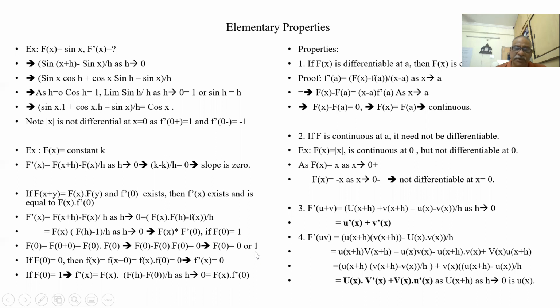But if f(0) is 1, then f'(x) is f(x) into this portion, f(h) minus f(0), because f(0) is 1, as we have seen here. f(h) minus 1, I replace as f(0). f(h) minus f(0) by h, as h tends to 0, is nothing but f'(0). So this is what is proved: f'(x) is f(x) into f'(0). This is possible if f(0) is 1. If f(0) is 0, it is automatically 0.